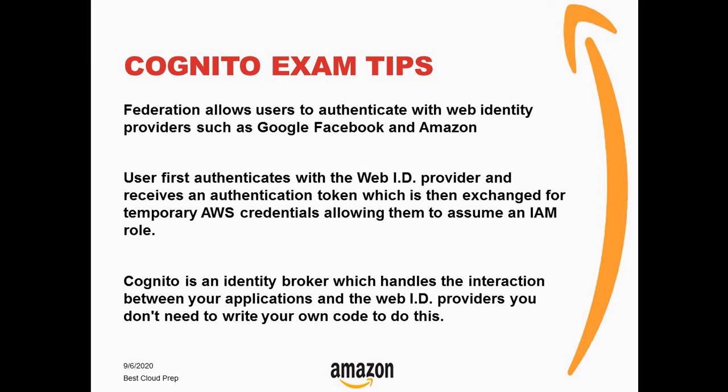And essentially the way it works is the user authenticates first with the web ID provider and receives an authentication token, which is then exchanged for temporary AWS credentials, allowing them to assume an IAM role. Cognito is an identity broker which handles the interaction between your applications and the web ID providers. You don't need to write your own code for this.